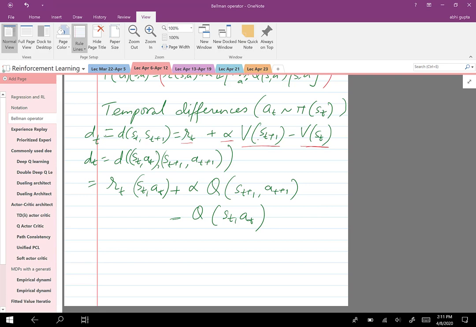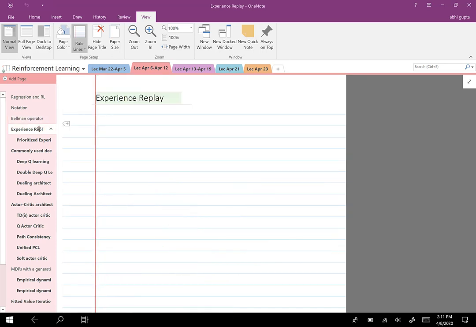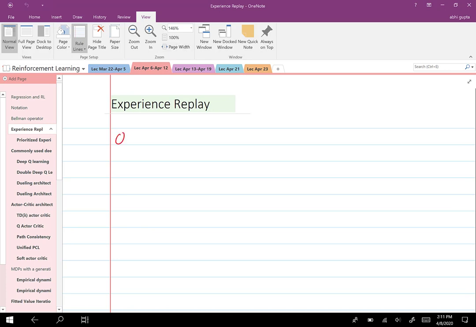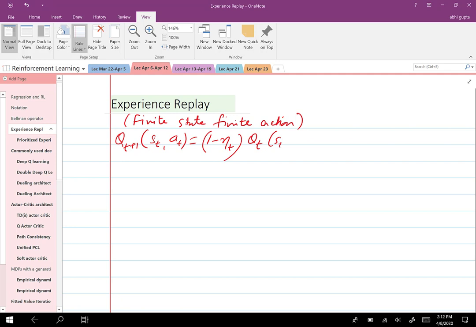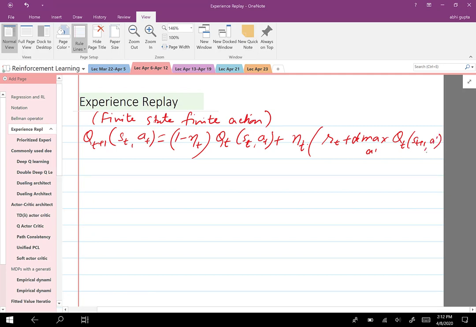So with this, everything is set. Now let's talk about experience replay, which is one of the most widely used techniques in reinforcement learning now. The idea of experience replay is as follows. Remember, when we were talking about Q learning, this was the finite state, finite action setting. Q_{t+1} of s_t, a_t was given by 1 minus eta_t times Q_t of s_t comma a_t, plus eta_t times r_t plus alpha max over a prime of Q_t of s_{t+1} comma a prime.